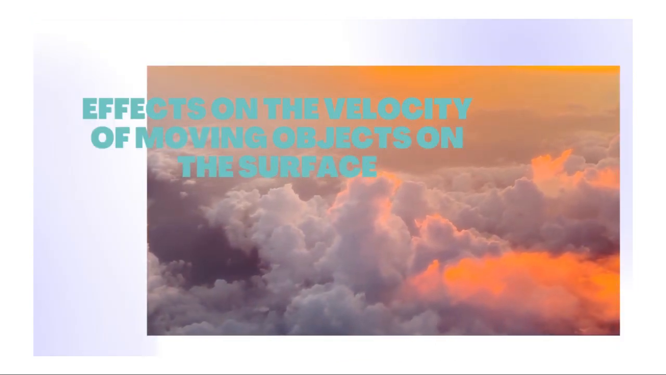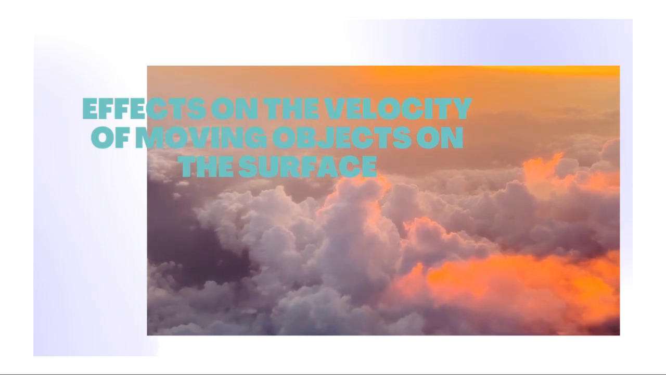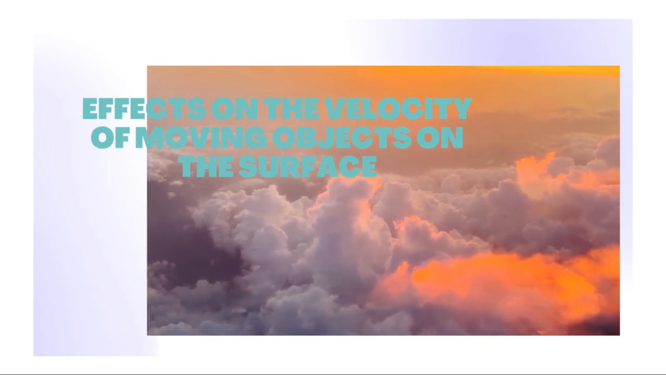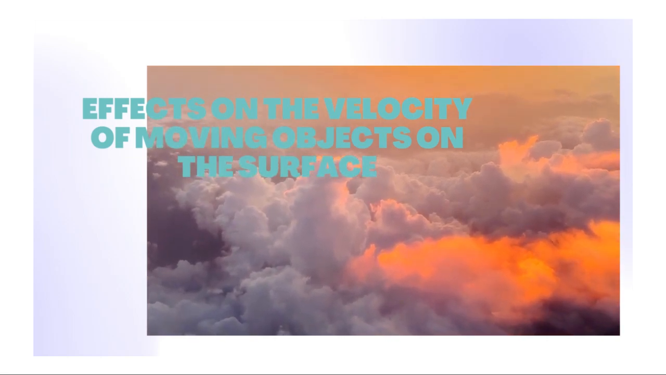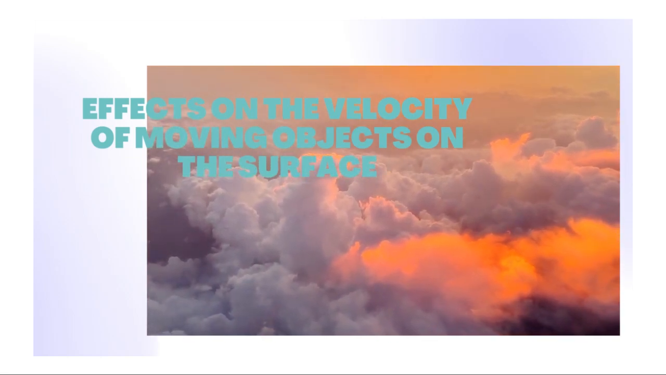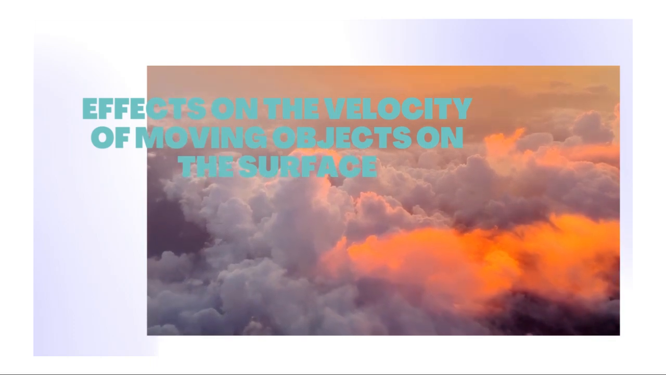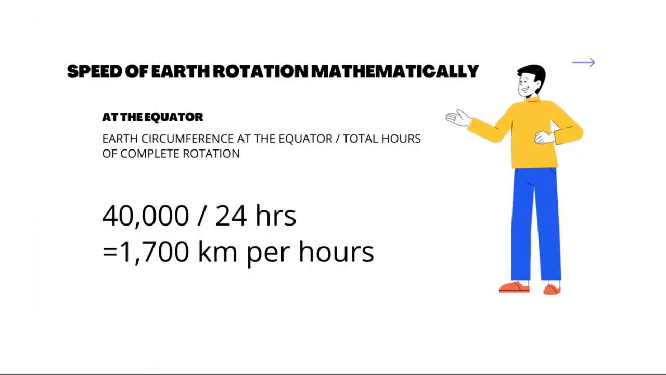Mathematically, to know the speed of Earth's rotation, we divide the circumference of the Earth at that part by the time it takes to spin. So at the equator, we take the equatorial circumference divided by the 24 hours of its movement, and we come up with 17,000 kilometers per hour, which is the speed at which the Earth moves on its own axis at the equator.